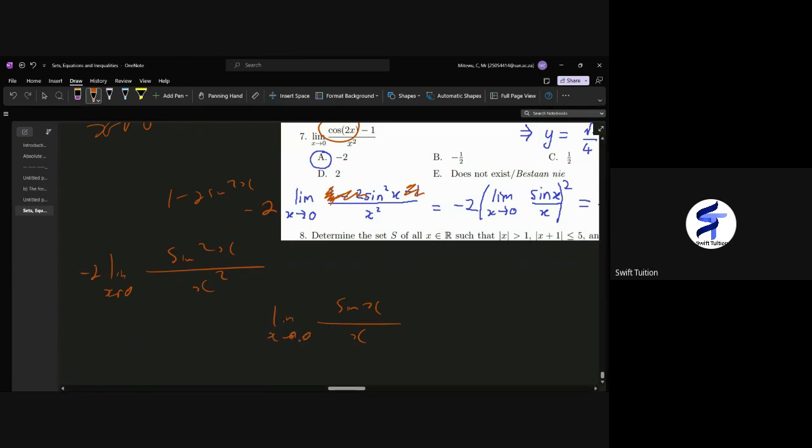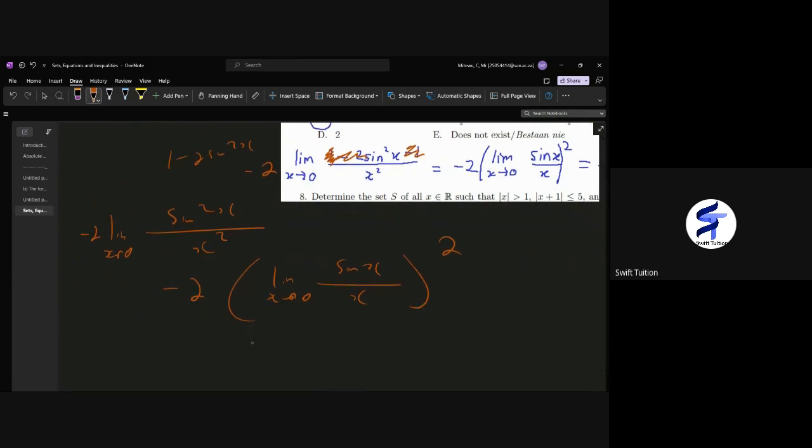You should know that the limit can go even inside of a square. So even though this is squared, the limit can go inside of that, and I can put the square as such. So that's -2. This is really helpful now, because I know that the limit inside here is equal to 1, and then I'm squaring that. That's going to be equal to -2.